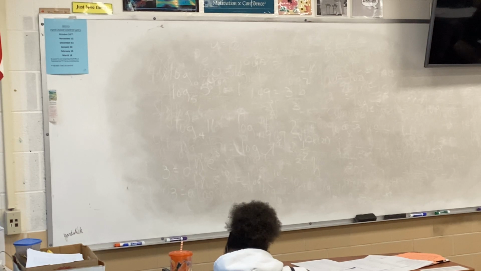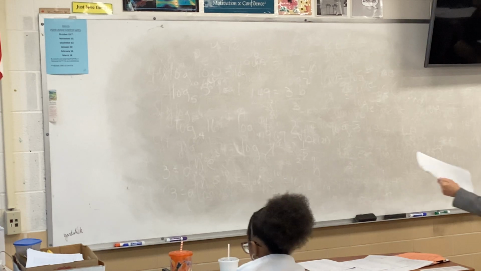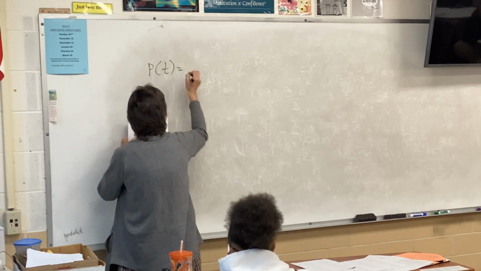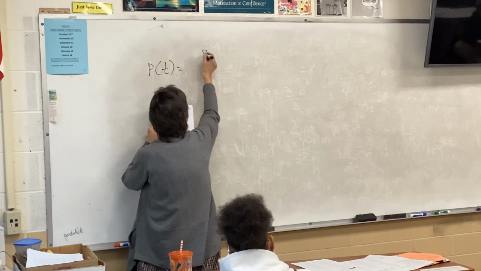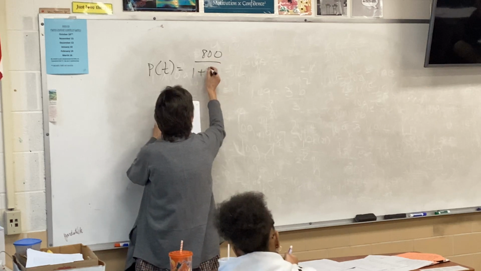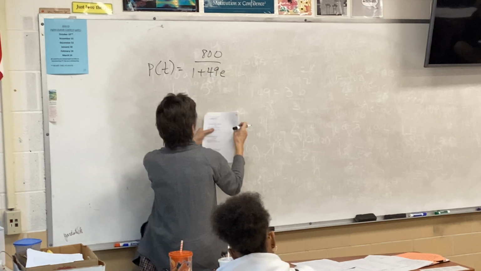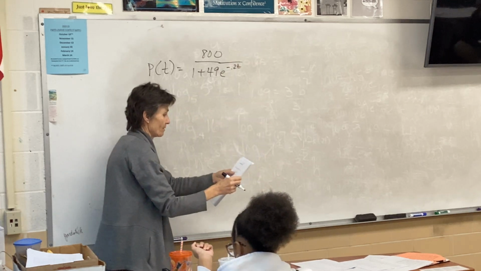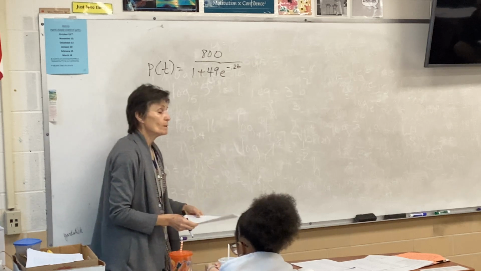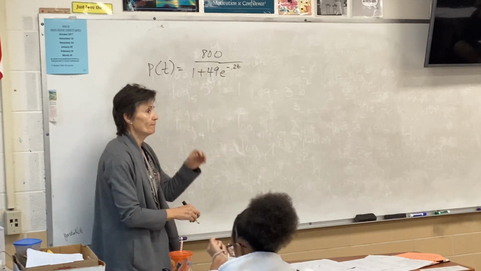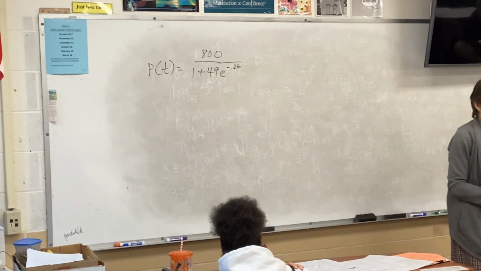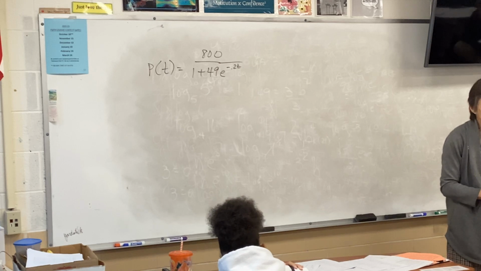Here we go. The number of students infected with flu after T days is modeled by this function. So this tells me how many kids have the flu at any given time. Hopefully I copied that right. All right. What was the initial number of infected students? Now, that number is not in there. You're not going to see that number. You're going to have to figure it out.